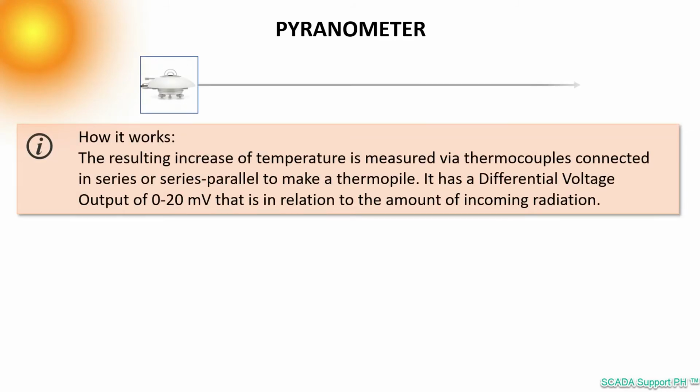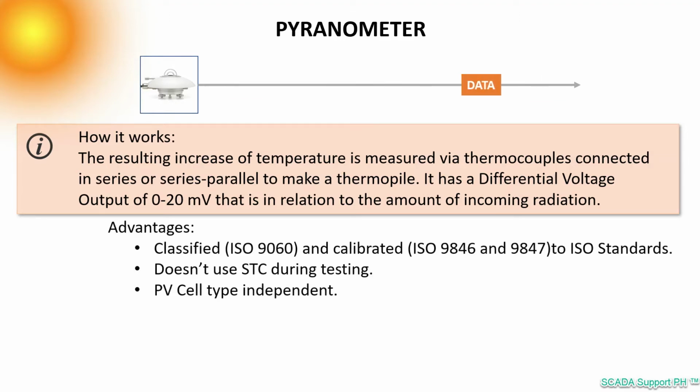The way the pyranometer captures irradiation is through the thermopile, and the resulting increase of temperature is measured via thermocouples connected in series or series-parallel to make a thermopile. The differential voltage output of 0 to 20 millivolts is in relation to the amount of incoming radiation. These instruments are classified and calibrated to ISO standards, and the pyranometer's calibration factor is very stable over time.